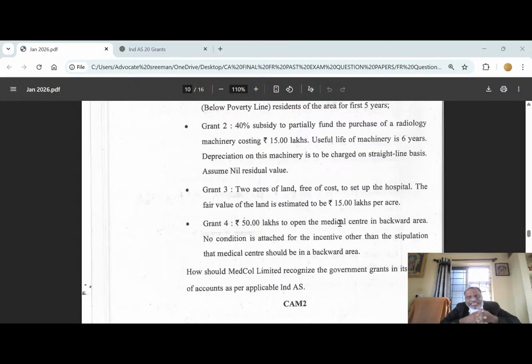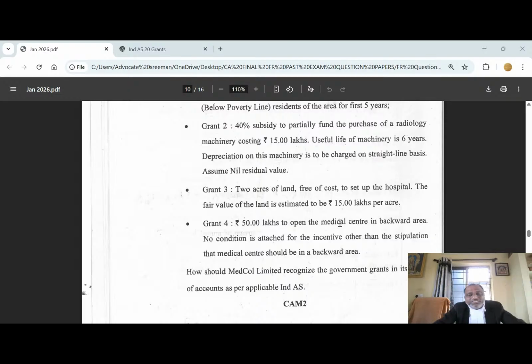And correspondingly, the deferred income is 6 lakh. Why 6 lakh? 40% subsidy, no? 40% of 50 lakhs, how much? 6 lakhs, right? How do I need to recognize 6 lakh? I will amortize 6 lakh over a period of 6 years in my P&L account, on the credit side.